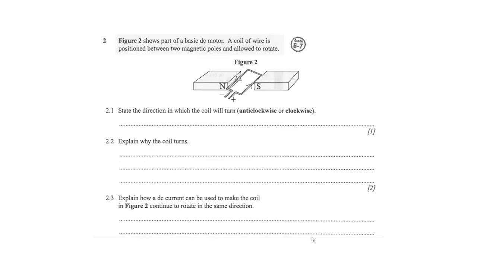Figure 2 shows a part of a basic DC motor. A coil of wire is positioned between two magnetic poles and allowed to rotate. State the direction in which the coil will turn. Again, you're going to apply the left-hand rule to both wires. Let's try the one on the right-hand side. The current is going away from you. That's your middle finger going away from you. The magnetic field line is going from north to south, so it's going from left to right. The force applied is going down. That's going to be the opposite for the other half of the wire.